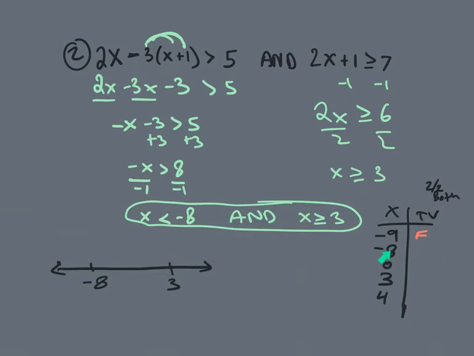Then plug in negative 8. Is negative 8 less than negative 8? No, that's not true. So that's going to be false already, because as soon as I get one false, I know I'm not going to go perfect. I'm not going to go 2 for 2.